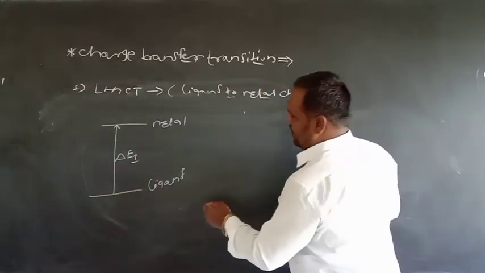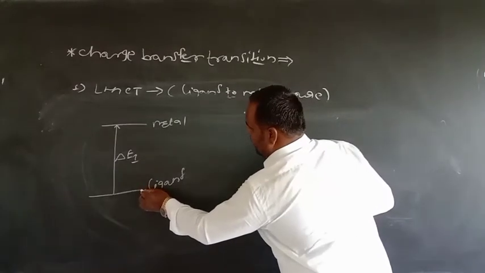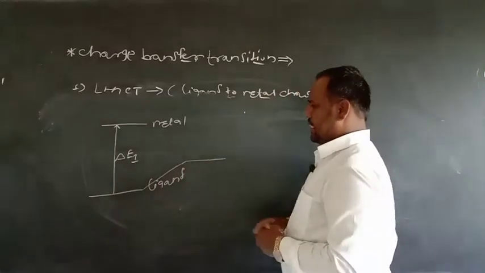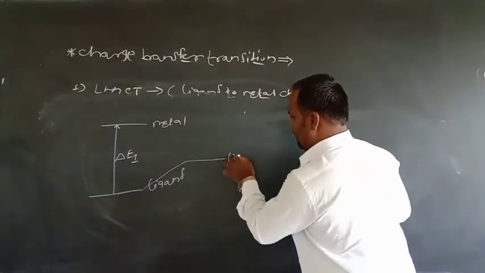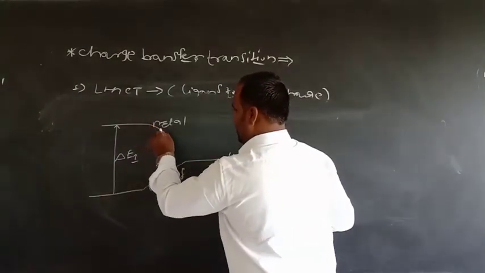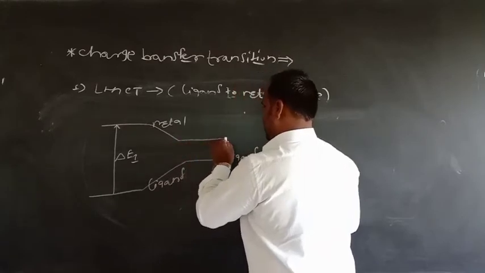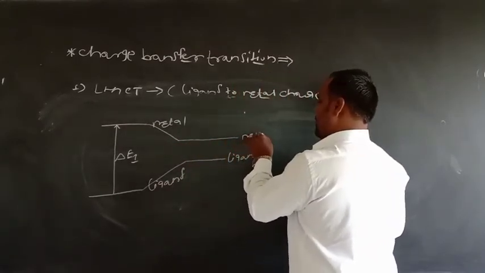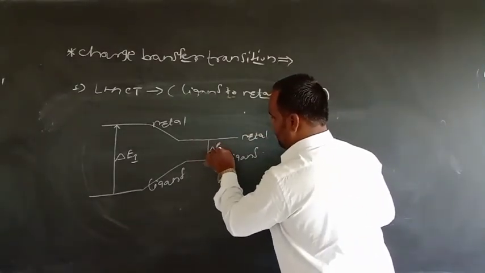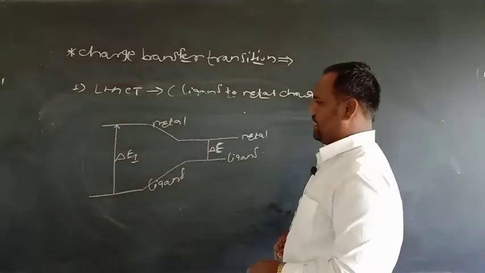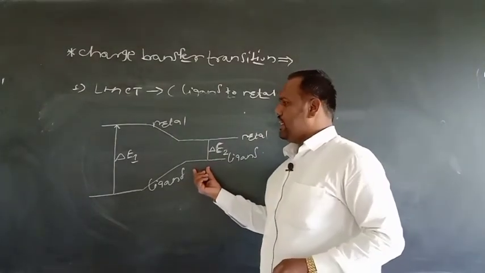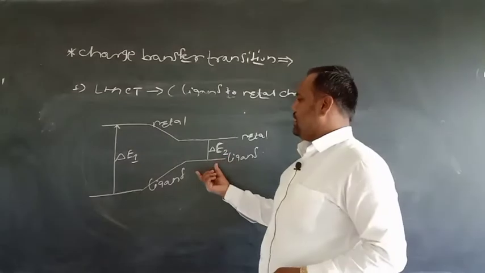For effective transition, this ligand increases its energy slightly. So this is your ligand, and for effective transition, this metal decreases its energy. This is your metal, and due to this the energy difference decreases. So let us consider this is delta E2. Due to the decrease in the energy difference, the intensity of the transition increases.